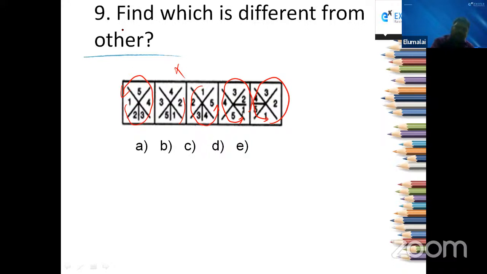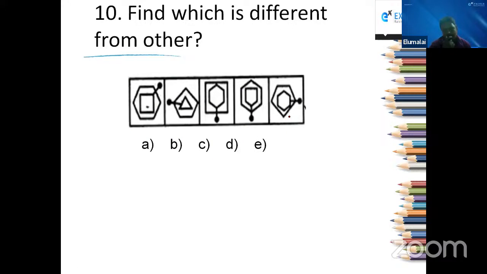Right. Good. Now answer this question. What is the answer to this question? This is also easy to answer. Now answer this question.